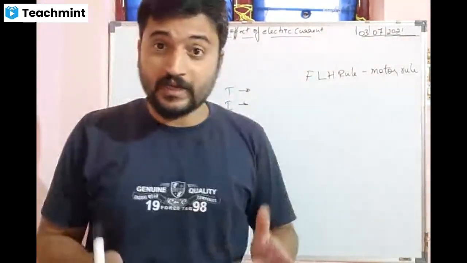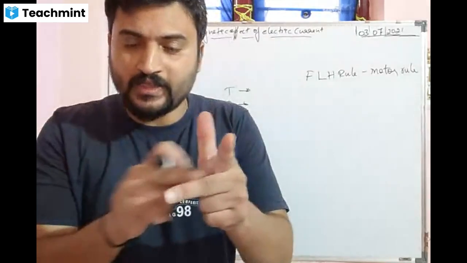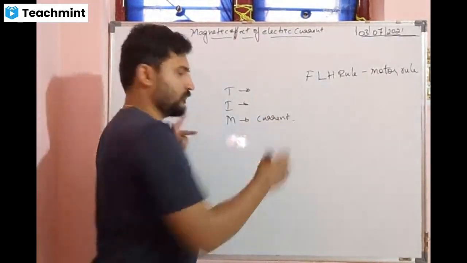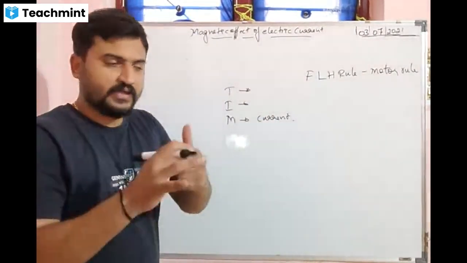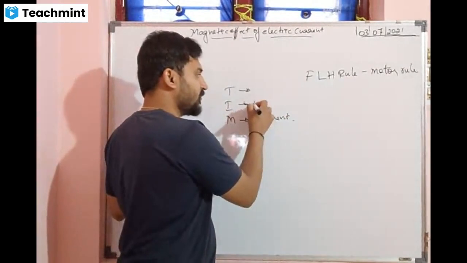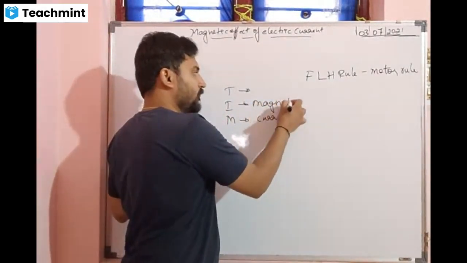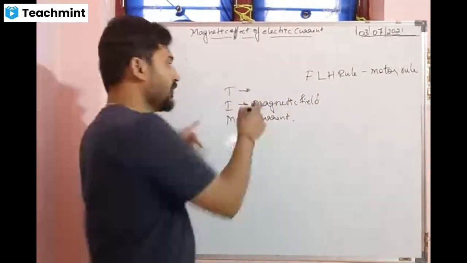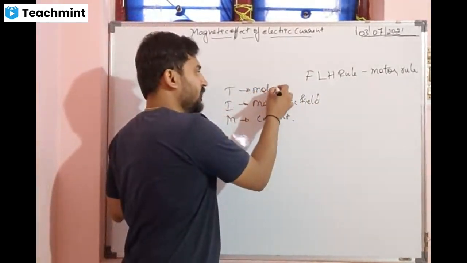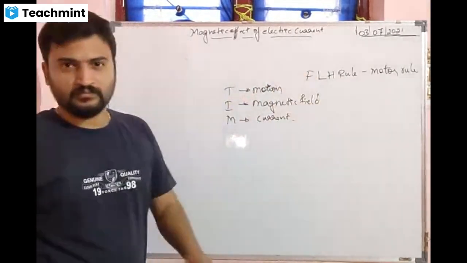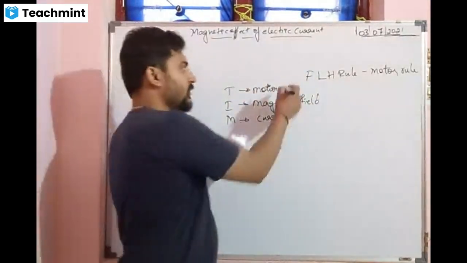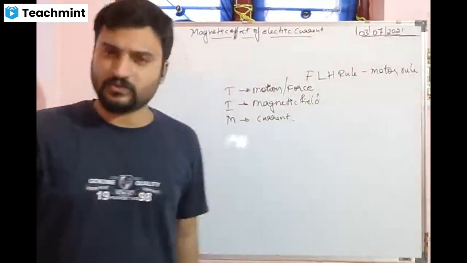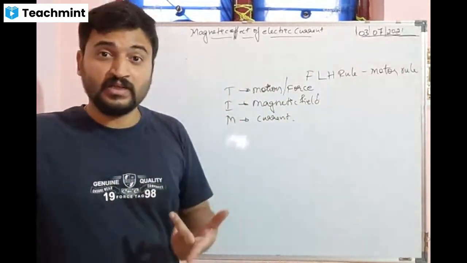What happens inside the motor? We give current. The middle finger is the direction of current. Next, the index finger is always the magnetic field, and the thumb represents the direction of force, or motion. With the help of force only we get motion, so the motor starts rotating.